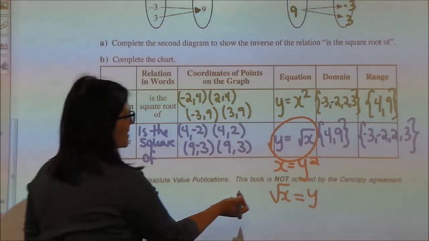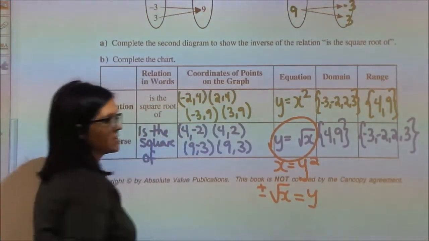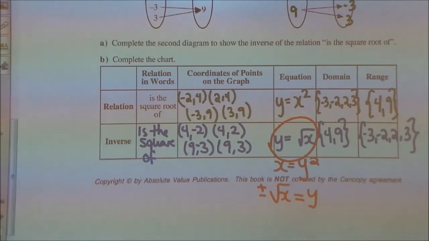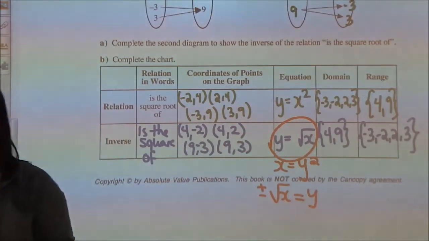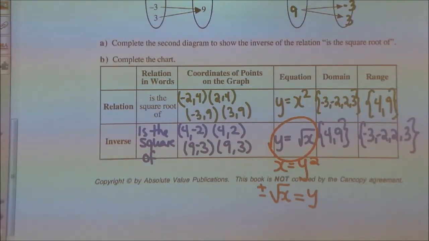A lot of times you'll actually see it written like this, a positive and negative, when I square root, because I'm not sure if I should be taking the principal square root in this case. And if I look at it, when I take the square root of 9, I am getting two possible answers. I am getting a positive 3 and a negative 3.